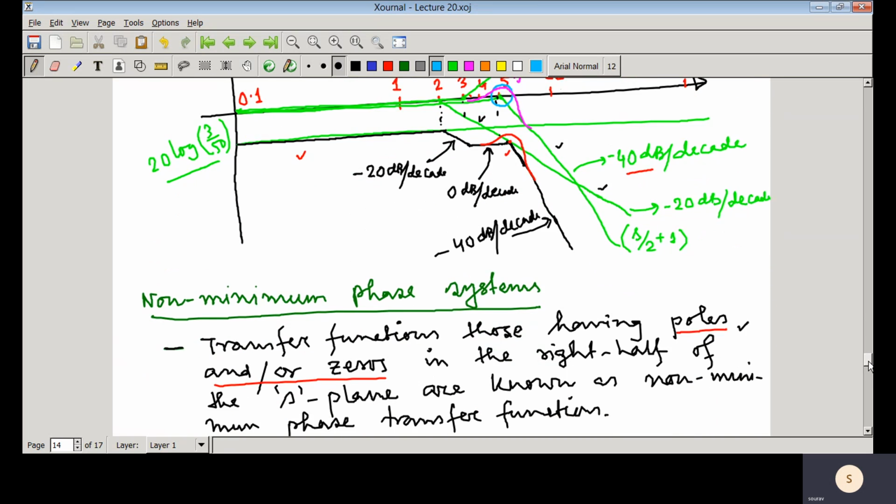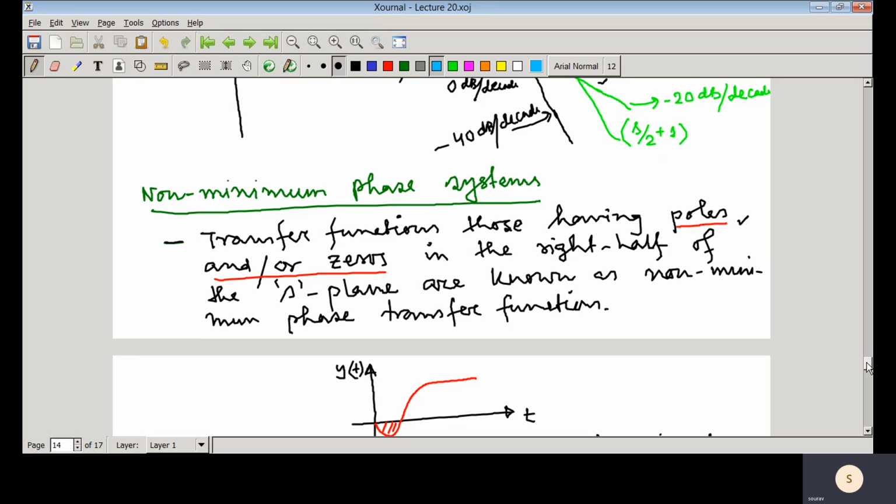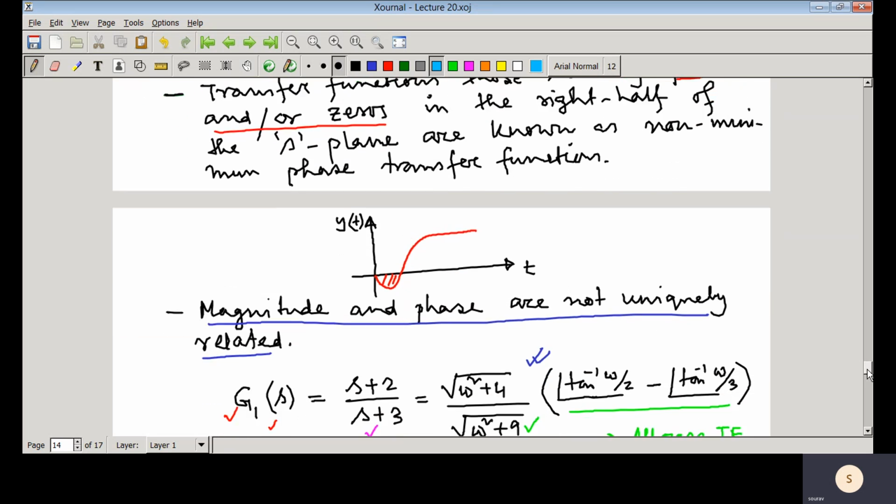Then we have discussed what is a non-minimum phase system. By definition, if a transfer function has a pole or zero on the right half of the S-plane, then it is called a non-minimum phase system. But conventionally we take, if the system has a zero on the right half of the S-plane, then it is called a non-minimum phase system. In such a system, in time response we see a negative kick, which is called undershoot.